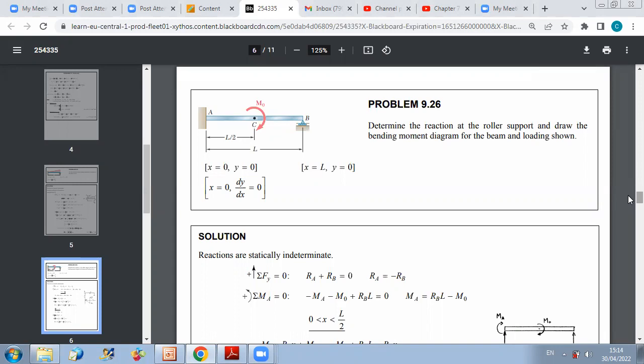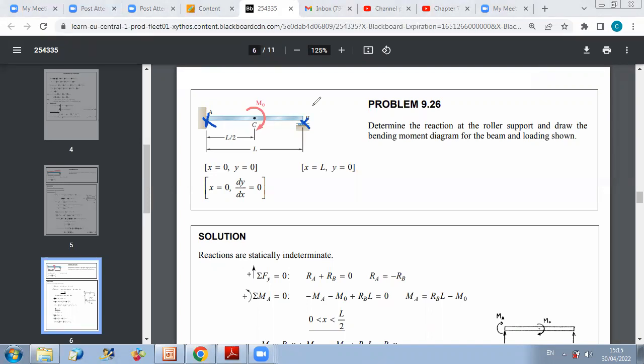Same concept. I should use the 3 equations that I can get from the deflection. I can say that at A I have a fixity, so I have 2 conditions. At X equals 0, Y is 0, and at X equals 0, the slope dy by dx is also 0. Now for the roller at B, we have that at X equal to L, Y is equal to 0. So we'll use these 3 equations to help us in getting our unknown reactions.